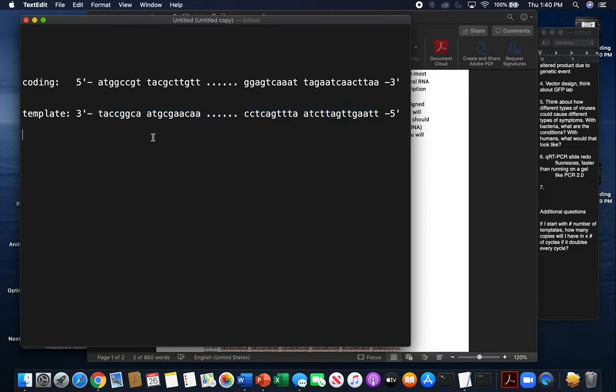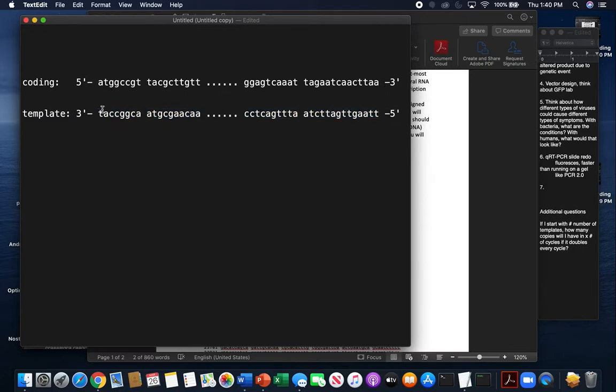Which means, where do the primers have to bind? For the coding strand, it has to bind here so that I can again move in this direction. And if I have a primer binding the template strand, I have to bind at this sequence so that I can synthesize in this direction. Read from 3' to 5', synthesize from 5' to 3'.